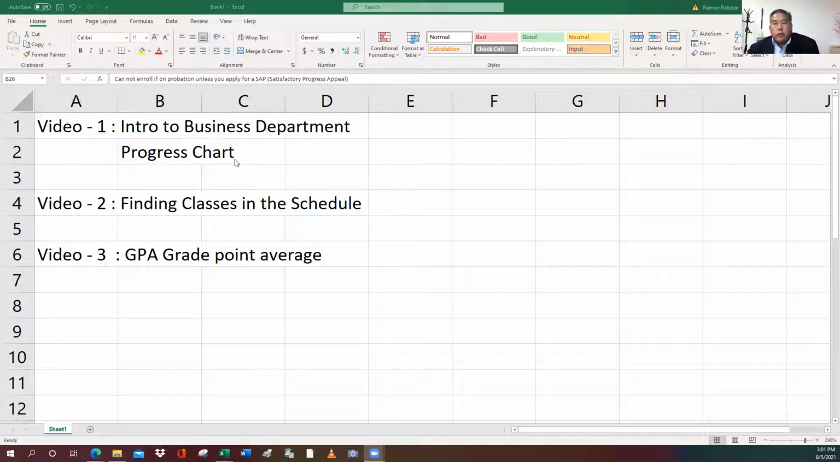So first of all, what is the progress chart? The progress chart basically is your guideline, okay? And this will be passed around during orientation, okay? It is your guideline, your pathway, your requirements to be able to graduate with a business degree, whether it's in business administration, legal administration, or whether it's also sports management or MBA. For this video, we are going to cover the undergraduate business administration degree.